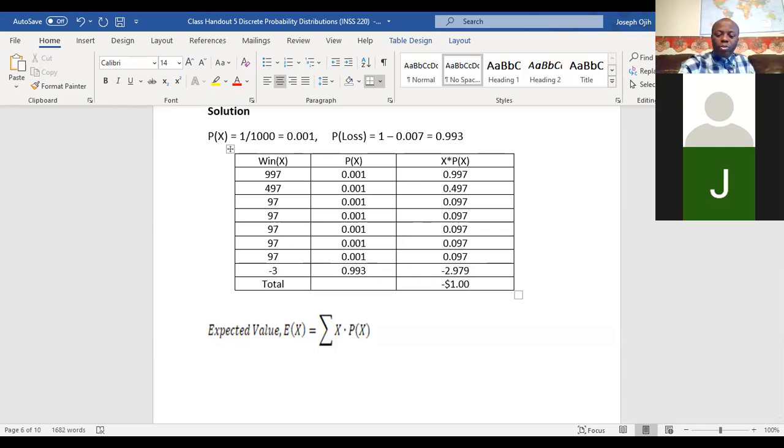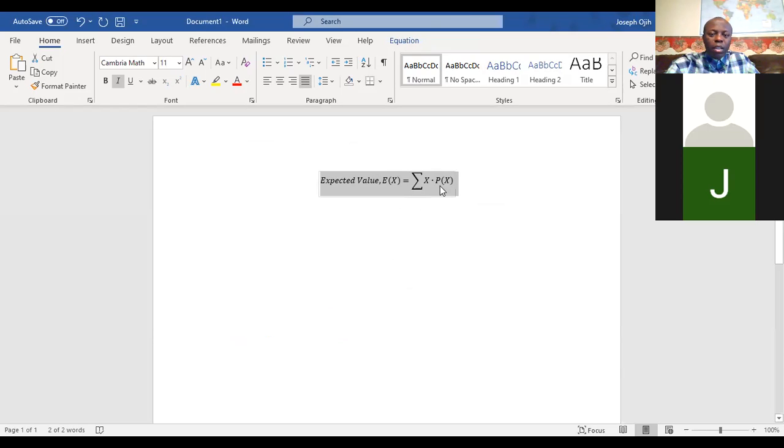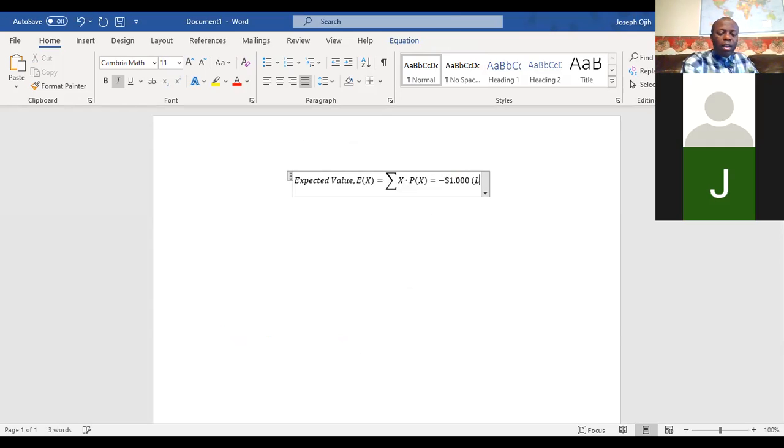Which is a loss. This implies that in the long run, if you are gambling, if you are buying, you keep losing. Sometimes the luck will smile at you. So in our own case, I'm gonna put it in this form. The expected value, which is the sum of X times PX, equals negative 1.000, which is a dollar. Loss of a dollar, which is a loss. So I'm gonna paste it there.